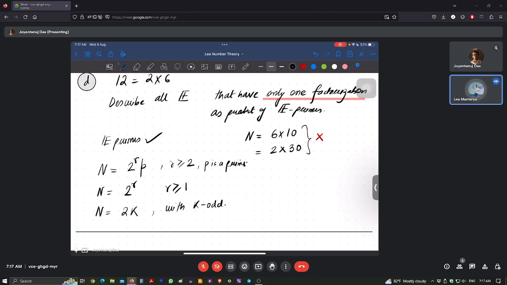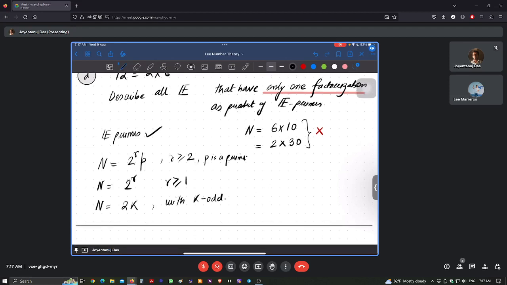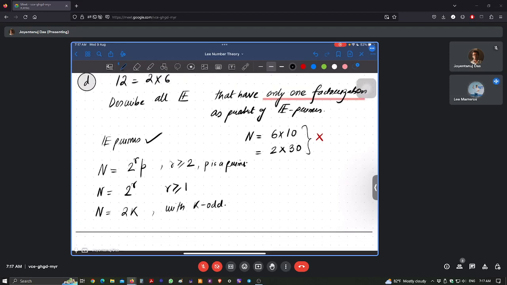You're saying you need those three. Yes, these are the three types of n that will have only one factorization. So we need these three n. They asked to describe all the even numbers that have only one factorization, right? So these are the three classes we have.